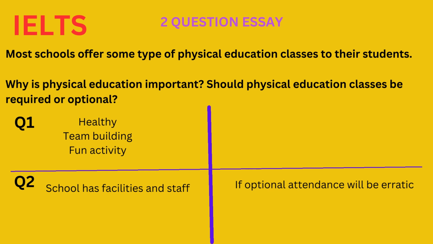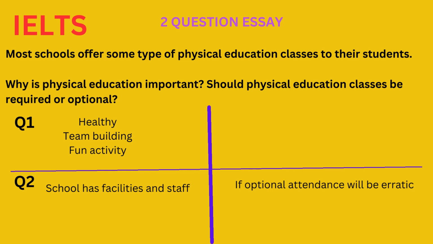So that's the answer to my second question. Should physical education classes be required or optional? They should be required. If the school has the facilities and the staff, they should be required for that reason, and to prevent the erratic behaviour of students. So there you go. We've got our plan there. We're going to talk about those two particular aspects in our body paragraphs, the body paragraph to question one, and the body paragraph to question two. So very easy. That's our plan made up.